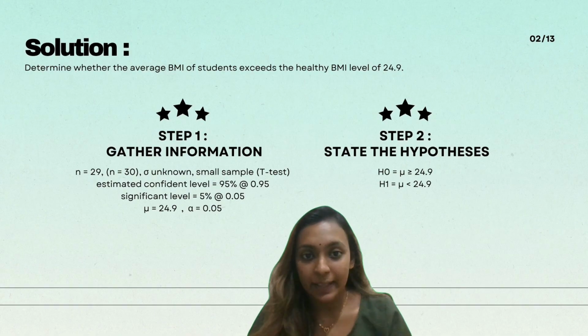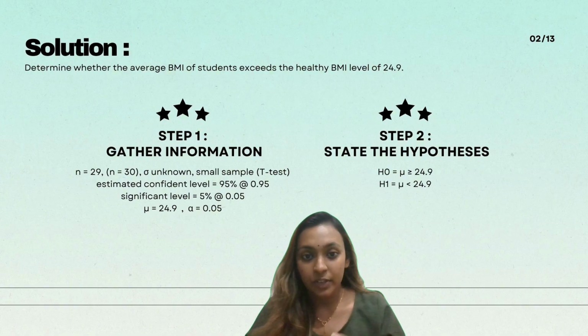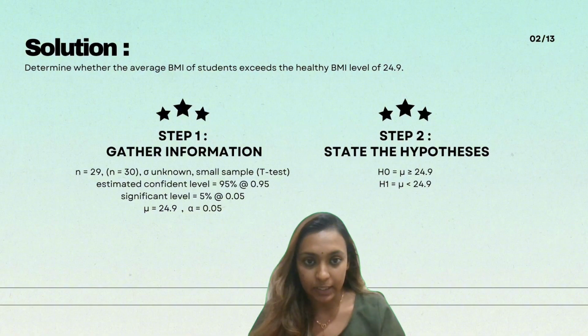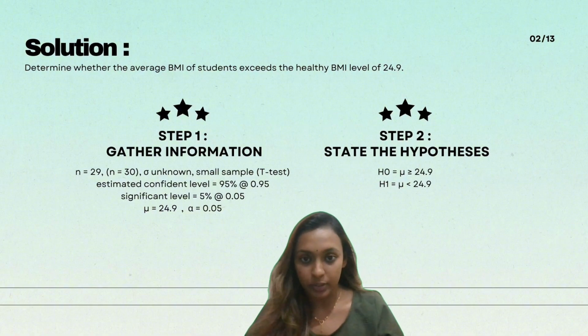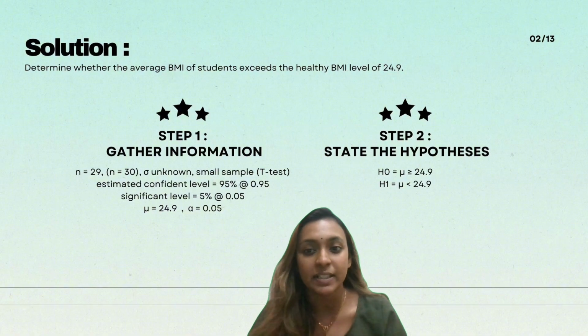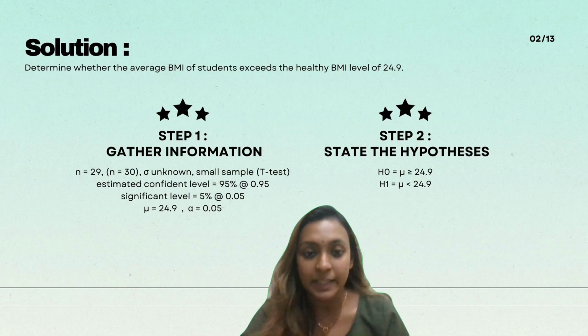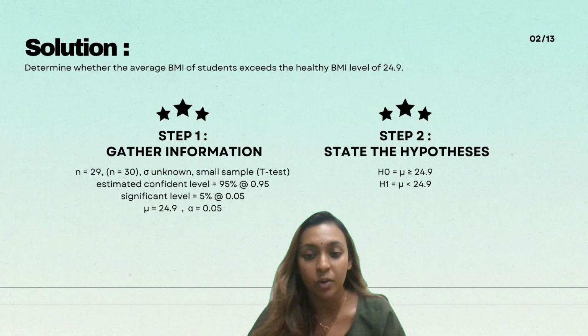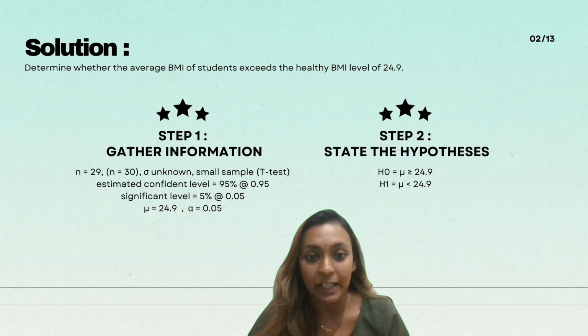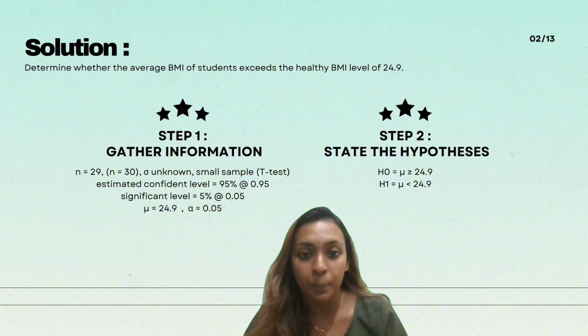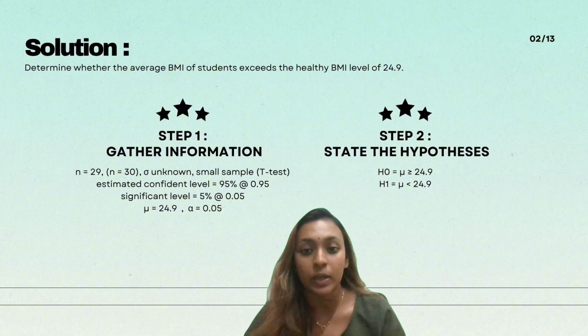For step 1, gathering information. First we will gather the necessary information from the case study. The sample size is 29 students, which is considered a small sample because it is less than 30. Since the population standard deviation is unknown and the sample size is small, we will use a one-sample t-test. The significance level is set at 5%, or alpha equals 0.05, which corresponds to a 95% confidence level. The population mean specified in the problem is 24.9, which represents the healthy BMI level.